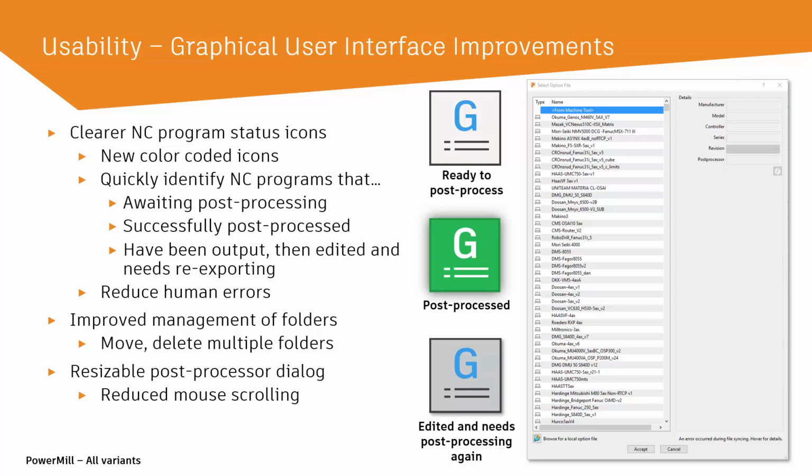The third and final improvement we made, at least that I'm mentioning on this slide, to the graphical user interface is in the post-processor dialog box that you can see on the right-hand side of the screen. This box can now be resized. So you can grab hold of the box and drag it to make it bigger or smaller, making it easier for you to list all of your post-processors and maybe reducing the amount of scrolling that you have to do to go up and down your list. So again, those three improvements of the GUI collectively should have a positive impact on the usability of Powermill across all variants, Standard, Premium and Ultimate.